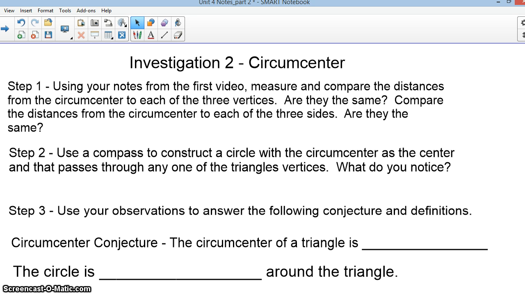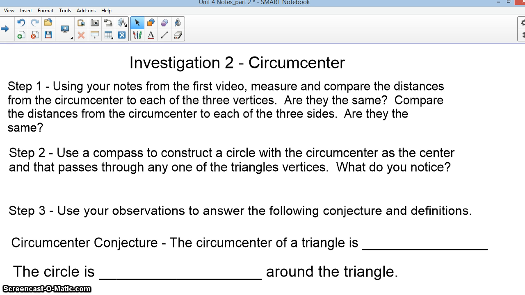Okay, now I want you to use a compass, and I want you to construct a circle with the circumcenter as the center, and I want it to pass through any of the triangle vertices. What do you notice about that circle? Okay, so now I want you to use your observations to answer the following conjecture and definitions.